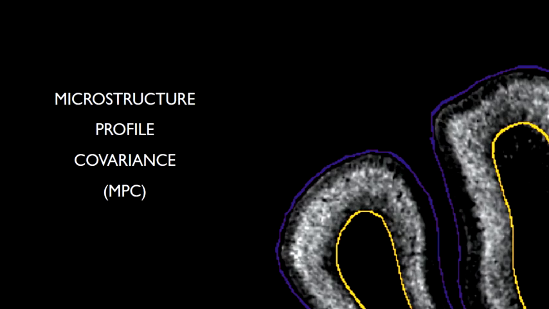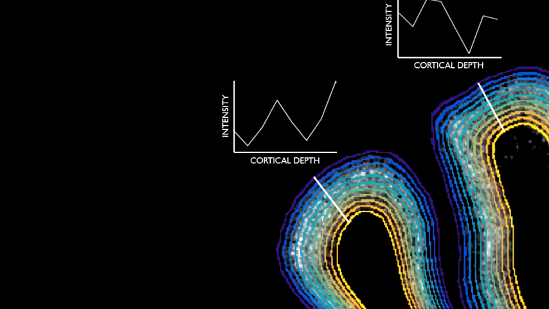So to do so, I decided to build a new framework called Microstructural Profile Covariance. So I downloaded the 100 micron resolution BigBrain data to start off with, as well as the pial and white matter surfaces, which you can see presented here. Then I generated a number of surfaces between the outer and inner cortical surfaces. Then at 80,000 vertices across the brain, I sampled the intensities at all these surfaces. So you have an intensity profile for each vertex.